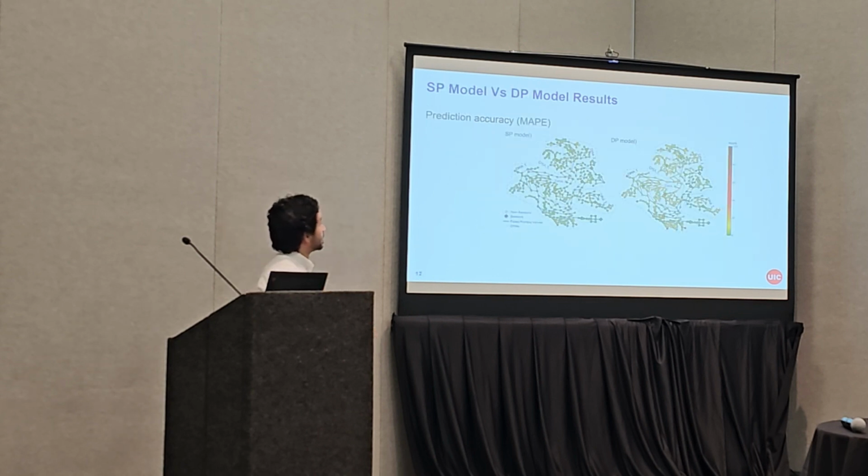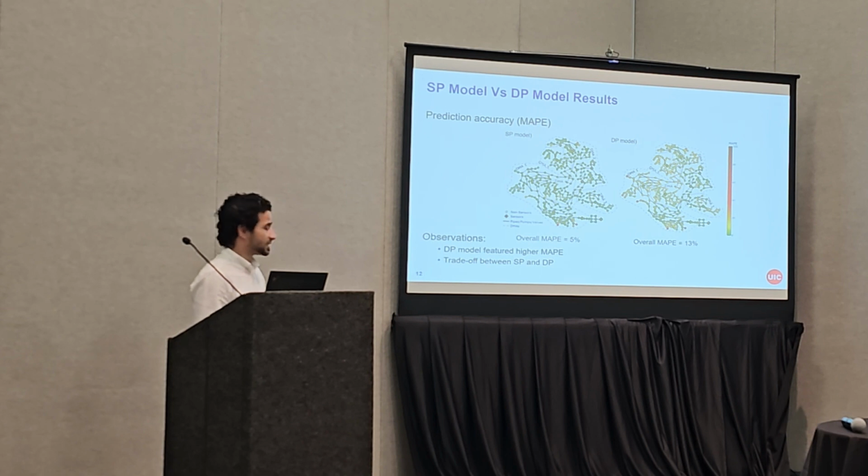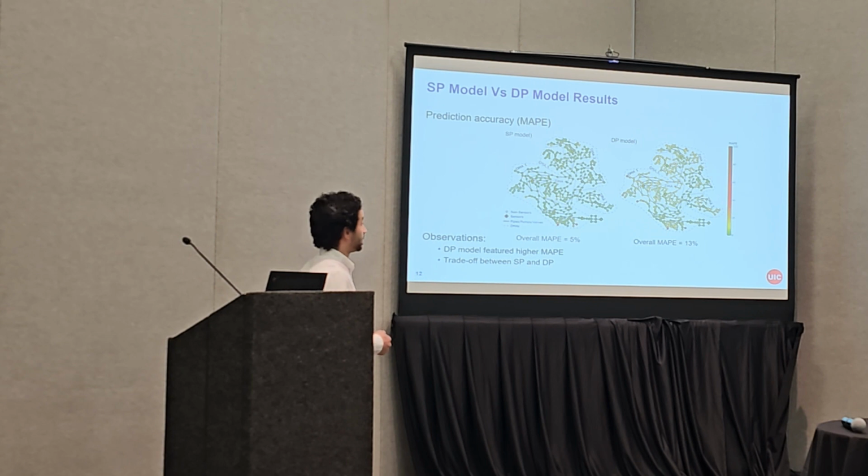So looking at the comparison between the prediction accuracy of the static prediction and dynamic prediction model, we see that the overall mean absolute percentage error is 5%. And by overall I mean the average of the mean absolute percentage error of all junctions, whereas for the dynamic prediction model it was 15%. So the dynamic prediction model featured higher errors, and this can be considered as the trade-off between a model that only works on a single sensor design and produces accurate results, and another model that works on any sensor design, but of course will sacrifice some of the accuracy.